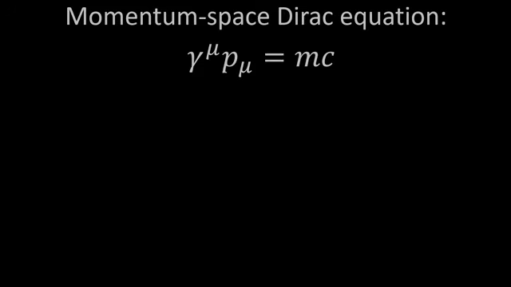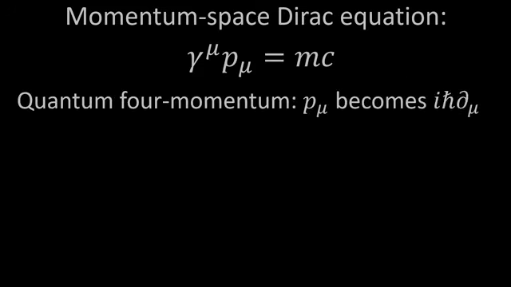But now, to go from momentum space to position space, let's go ahead and plug in our quantum mechanical energy momentum operator. So remember that second principle we started with when we were listing out our ingredients of the Dirac equation. It's that the 4 momentum is i times h bar times the 4 gradient.